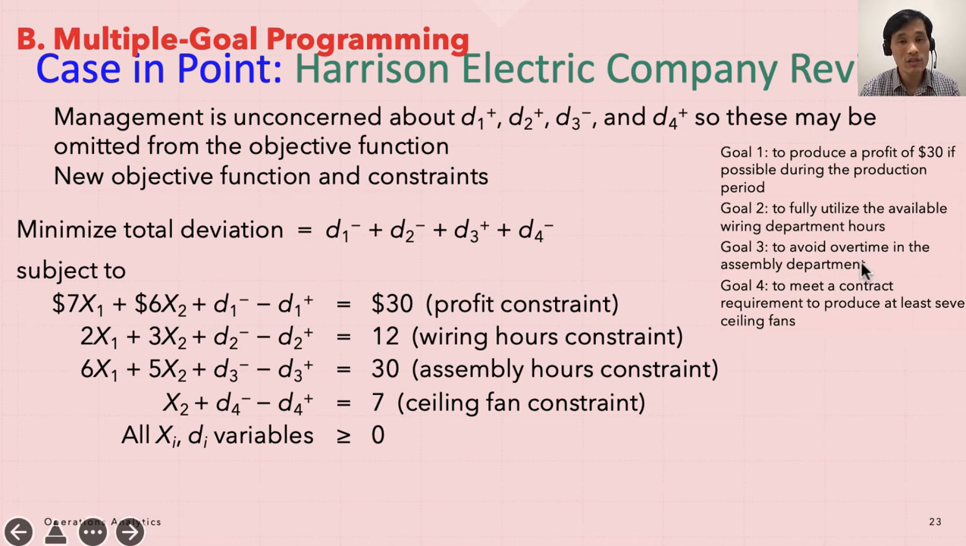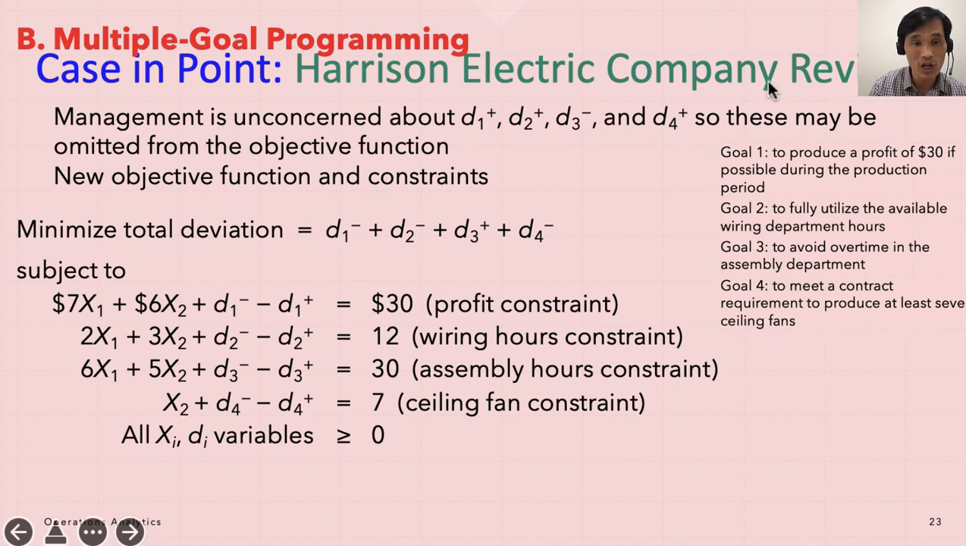So goal three is avoiding overtime. If it is under the time, it's good for you, right? You don't care about it. So at this moment, the concern is overtime, not utilizing it fully. So you can disregard D3 minus. And lastly, D4 plus is meet a contract requirement to produce at least 7 ceiling fans. In this case, producing more than 7 is a good thing, and you don't care about it as much.